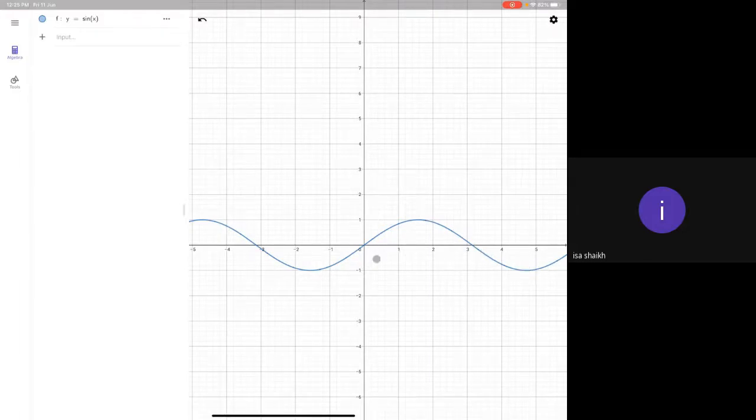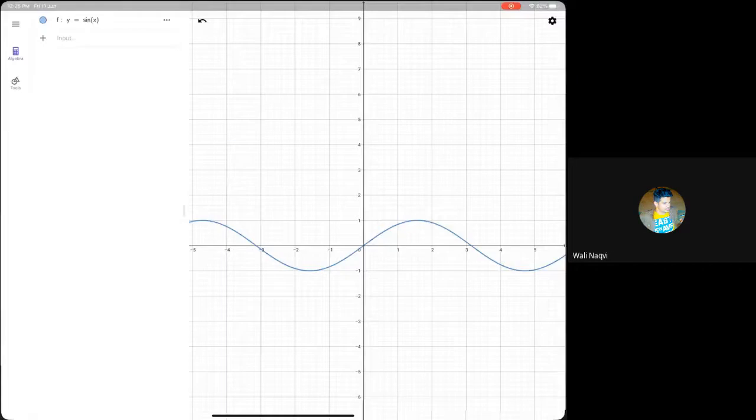Between increasing and decreasing, you will have maxima. Between decreasing and increasing, you will have minima. You are getting my point? Okay, once more, sir.